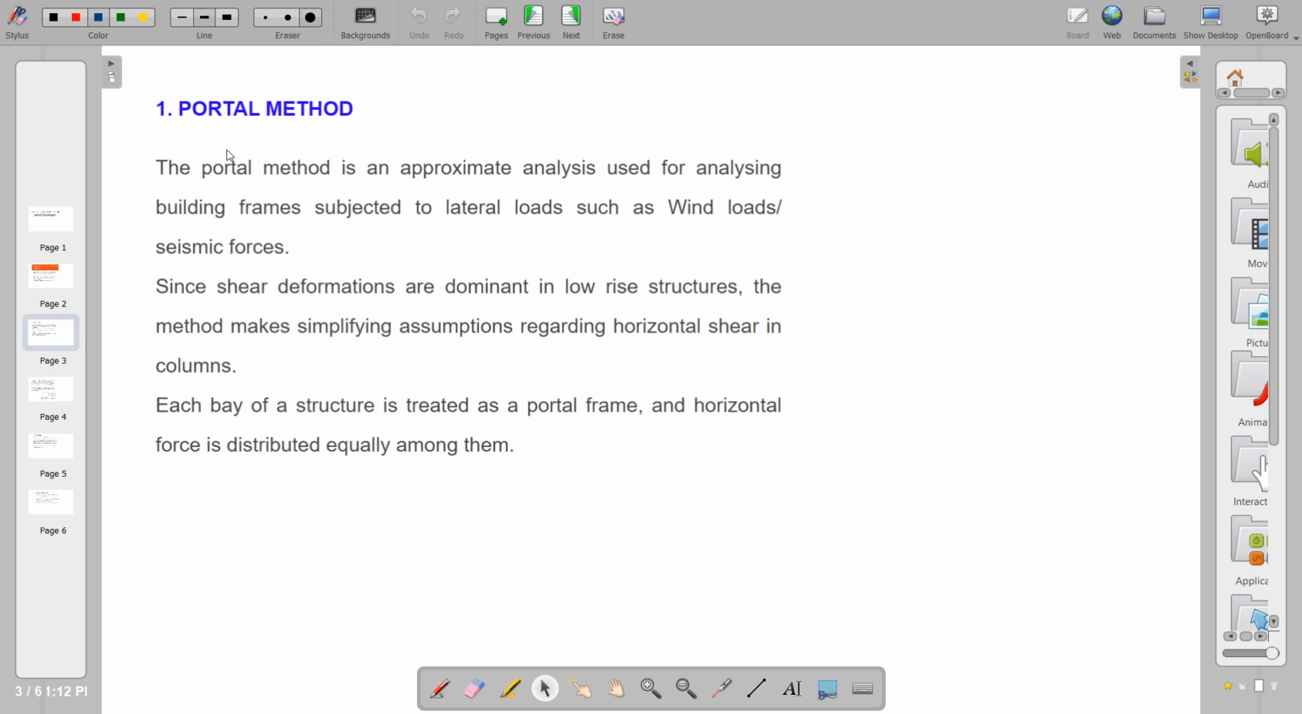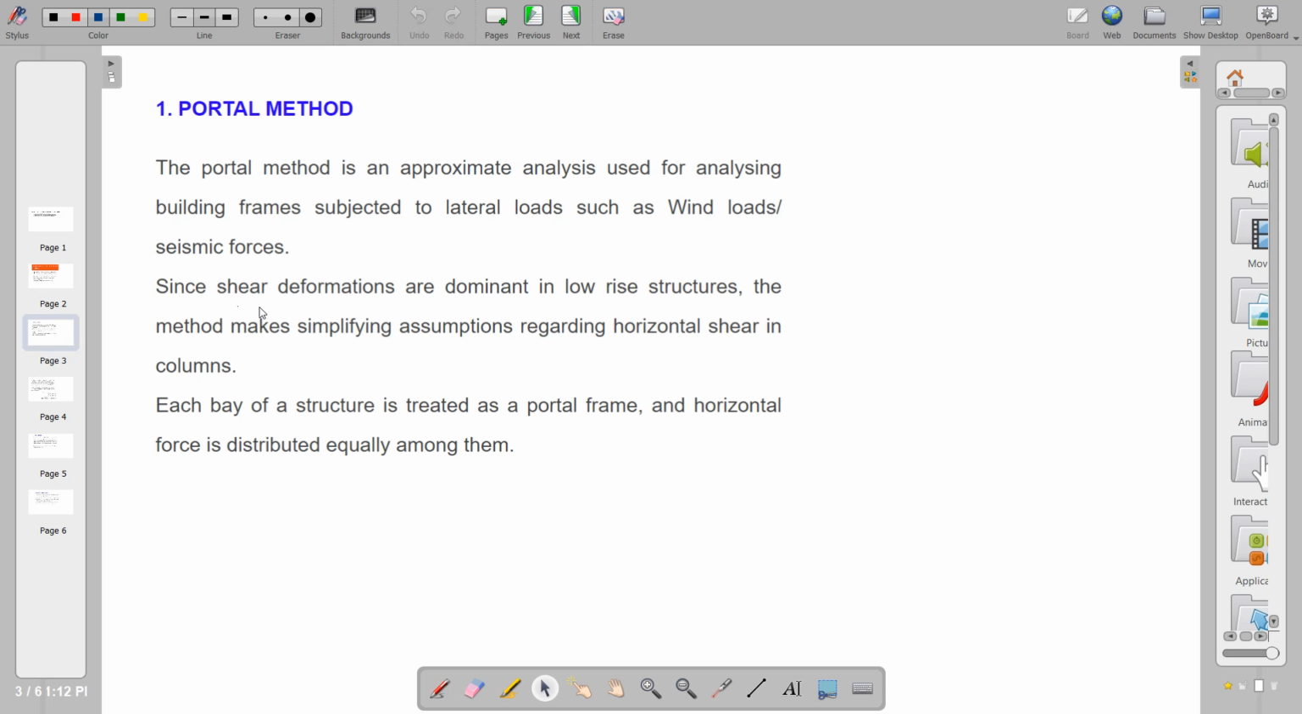So for the method, number one, we have the portal method, an approximate analysis used for analyzing building frames subjected to lateral loads. So what are those? Wind loads and seismic forces. So we do not include here the gravity load such as dead load and live load. So all of these are horizontal forces.